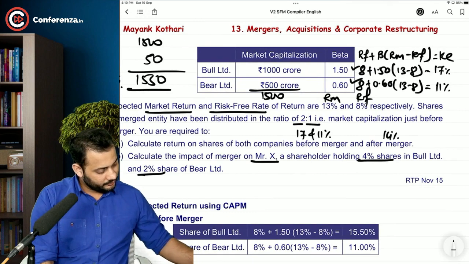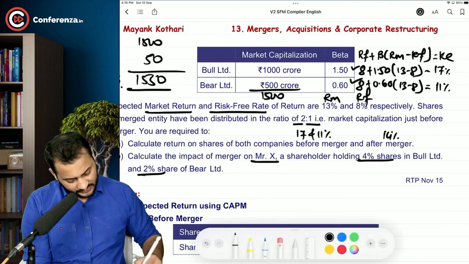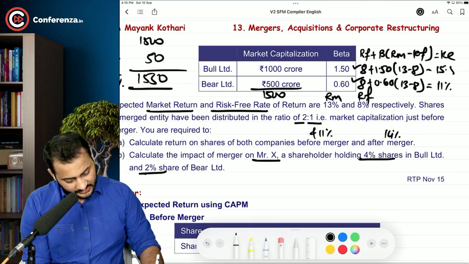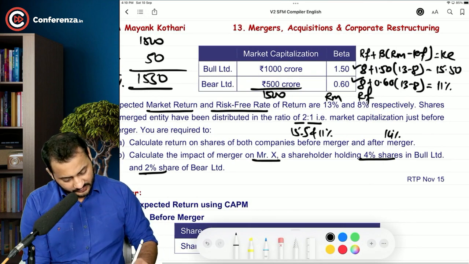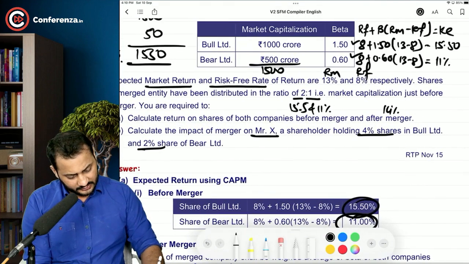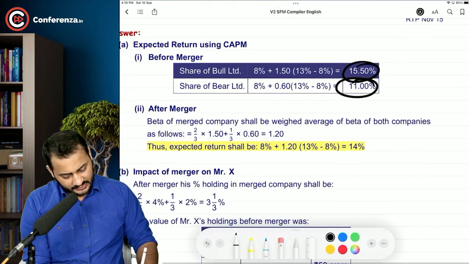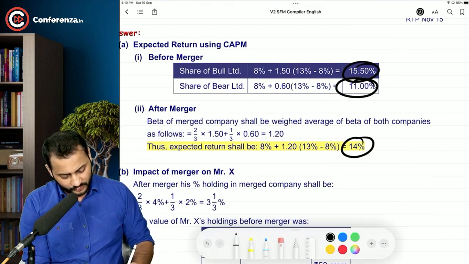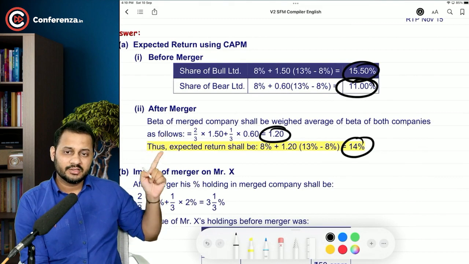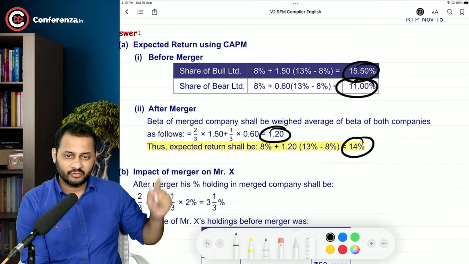See, using CAPM, 5 into 1.5 plus 8, that's 15.5. So this you have to correct. This is by mistake I have taken it as a wrong answer. 15.5. This is 15.5. This is 11. 15.5 and 11. Then this is 14. Average of both. This is the average beta, portfolio beta we can say. And this is the after merger return, 14%.